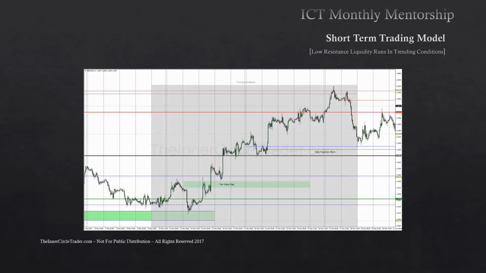Now, taking this information and refining it even further down into a 60-minute chart, you'll start to see a little bit more definition in the market. And looking closely, you'll see that many times there are breakers and mitigation blocks that didn't exist on your 4-hour chart.